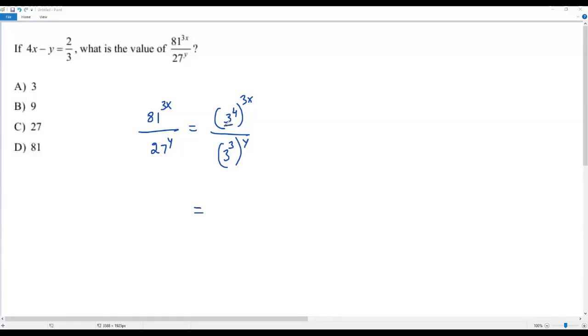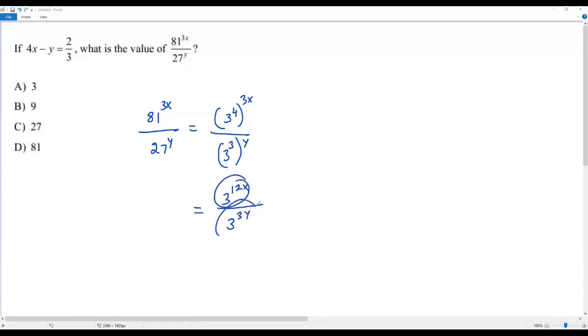Here we have base 3 and exponent 4, and for the complete stuff we have exponent 3x. Whenever we have two exponents like this, we can multiply the two exponents using the power of a power rule in exponents. Now let me multiply this 4 and 3x. 4 times 3x is 12x. Let me do the same thing here in the denominator. We can multiply these two exponents. When I multiply 3 and y, I'm getting 3y.